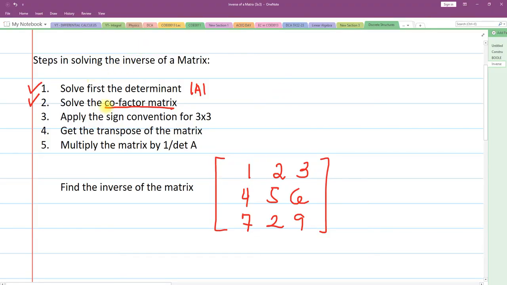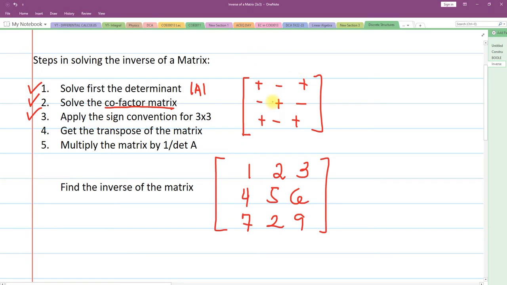After getting the cofactor matrix, we are going to apply the sign convention for a 3 by 3. For a 3 by 3, the sign convention looks like this: positive, negative, positive, negative, positive, negative, and positive, negative, positive. We are going to apply these signs to whatever numbers we get in that cofactor matrix.